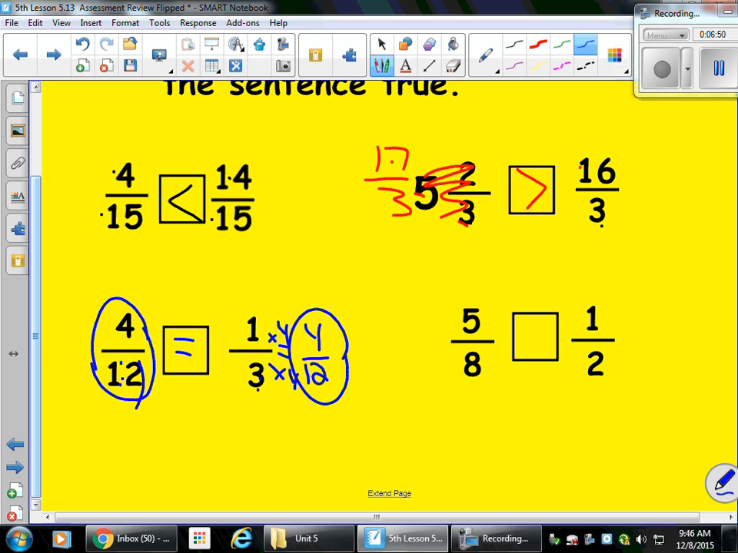5/8 and a half. Have to find common denominators. 8 and 2, they both go into 8, like I just said earlier. So I only need to change this problem times 4. Times 4 gives me 4/8. What's larger, 4 or 5? The 5 is larger. Let's keep going.